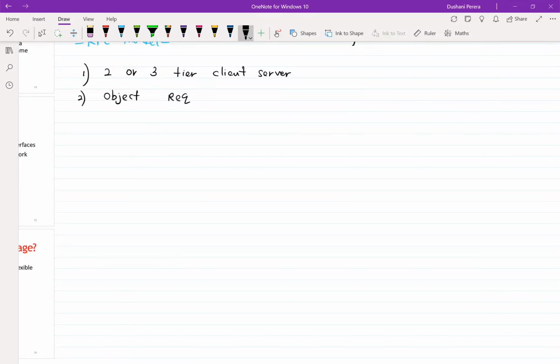The second one is the object request broker. This is called the ORB. Okay, this is also a type of middleware which we will be using to discuss this. And you have stubs and skeletons, which you already know.